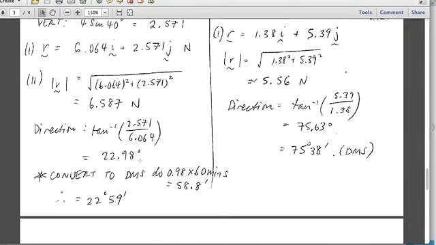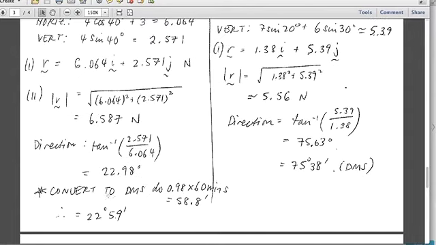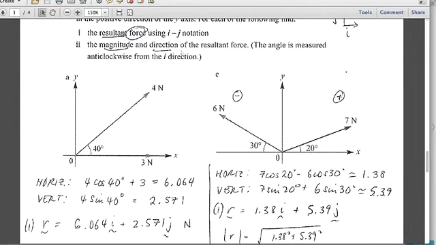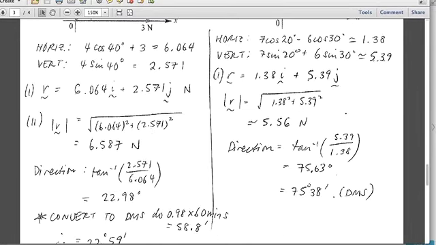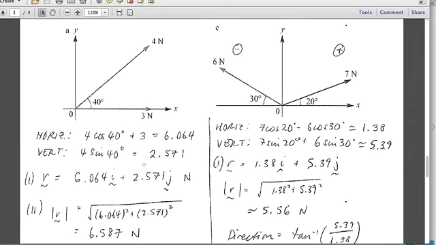If you want to convert to DMS with the CAS, remember you can use the little magazine and you can do DMS, degrees, minutes, seconds. This particular one doesn't say, so you could have just left it as a decimal. Same idea with this one.